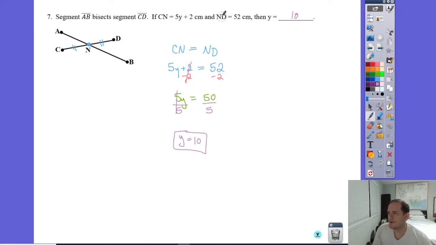What do we know? It said ND is 52. That would mean this other chunk is 52. That would mean the whole thing is 104. So if there were any follow-up questions about solving for those other pieces, hopefully you guys understand how to do that too. Let's try 8.